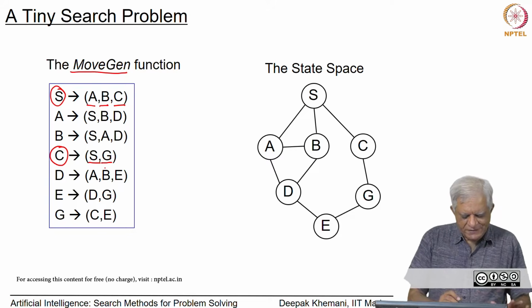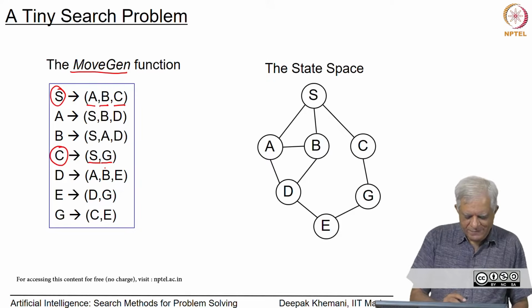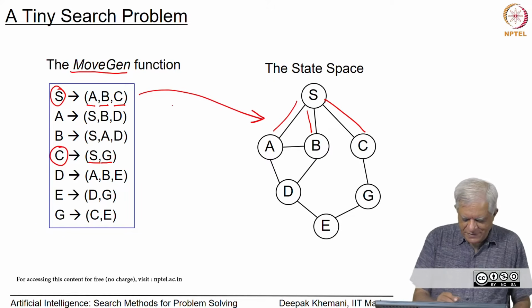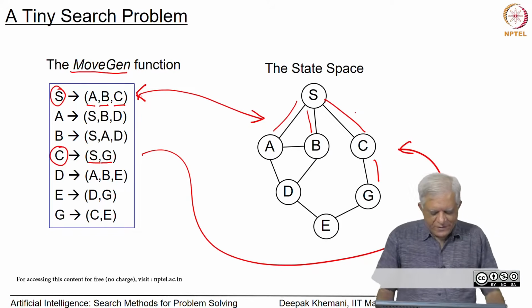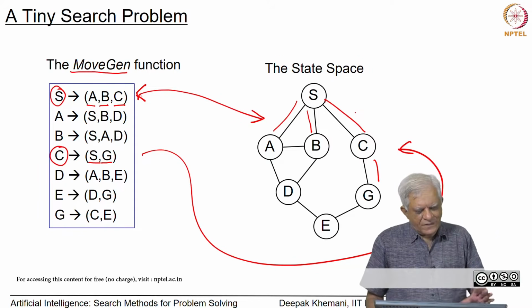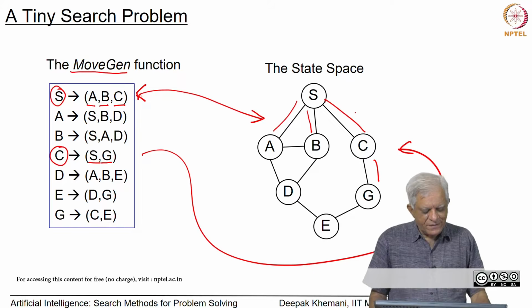So, the moveGen function tells you how to traverse the space. In these two examples you can see that from S you can go to A, or to B, or to C, and this is what is depicted by this particular move here. Likewise, from C you can go to S or G, and that is depicted here. So, essentially the moveGen function is what is given to us.